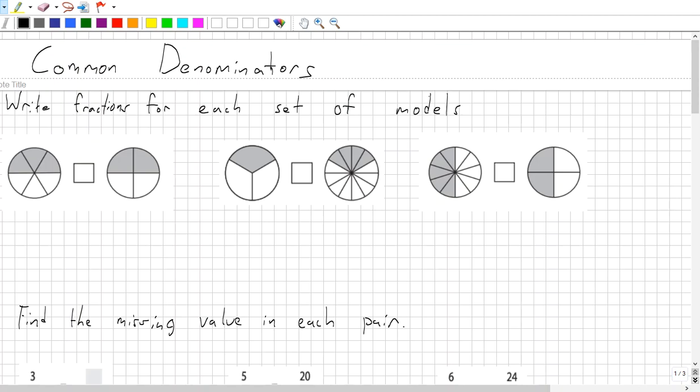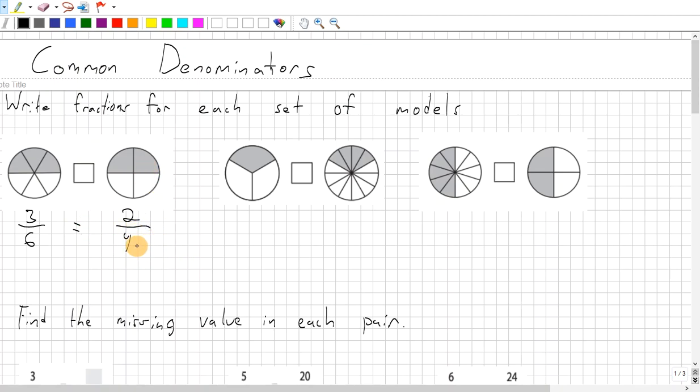So write fractions for each set of models. For this one here, I'm going to look at the amount of shaded triangles. That's 1, 2, 3, out of a total of 6. So 3 out of 6. That is the fraction 3/6. If I look at this one, 2 are shaded out of a total of 4.